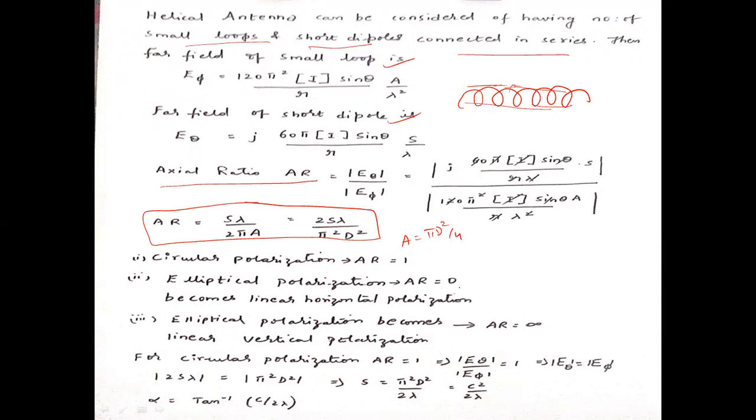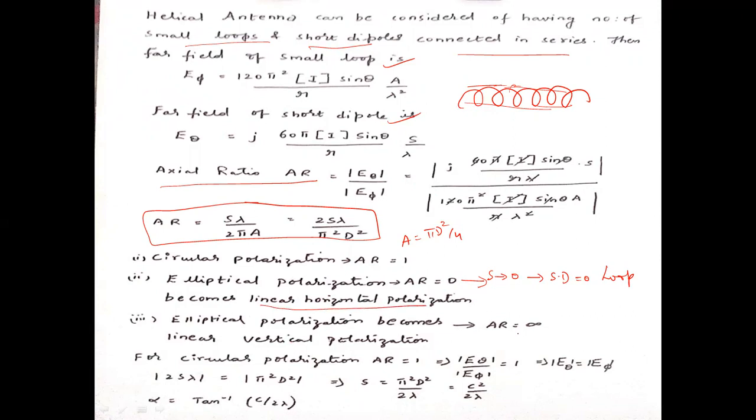First we'll go with the AR equal to 0 case. When my axial ratio is 0, what does it indicate? AR becoming 0 means S tends to 0. As we have just seen, what happens when S tends to 0? Your short dipole goes to 0. In that case, the loop antenna will be dominating. Whenever it operates in loop antenna mode, the type of polarization available is linear horizontal.